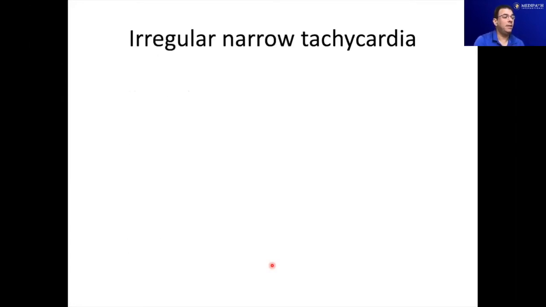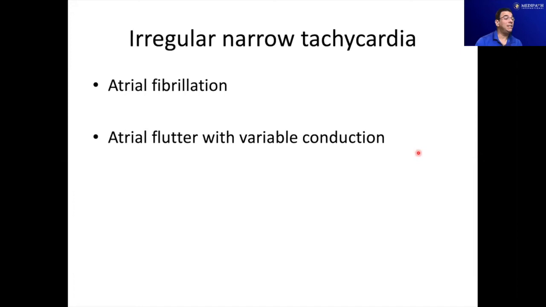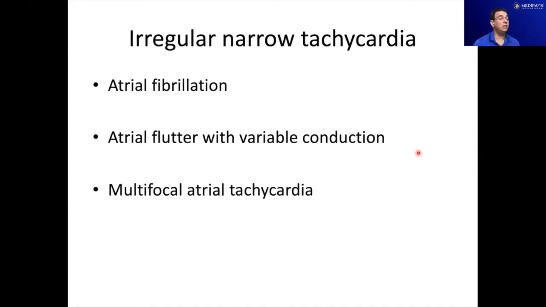Okay, I'm going to follow up with another EKG. Now let's go on to irregular narrow complex rhythms. The three choices are atrial fibrillation, atrial flutter with variable conduction, or multifocal atrial tachycardia.